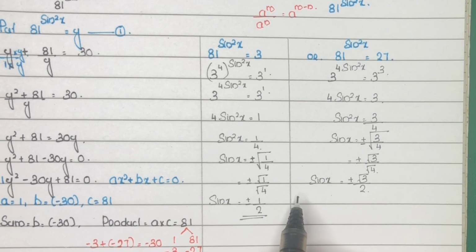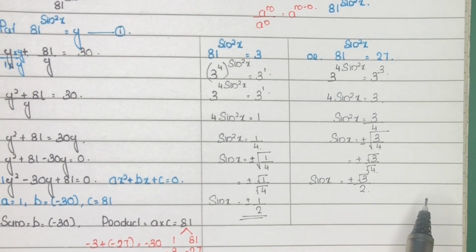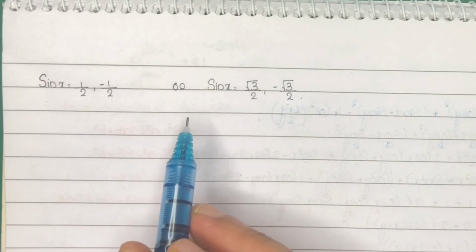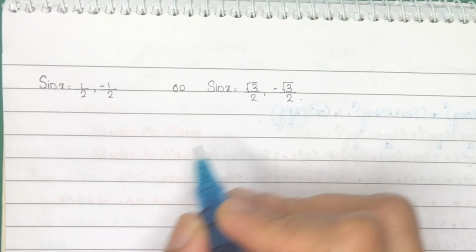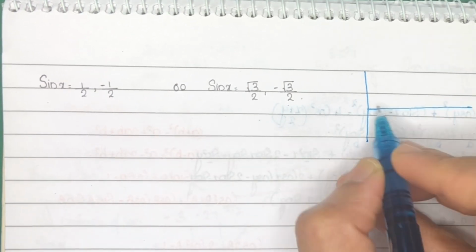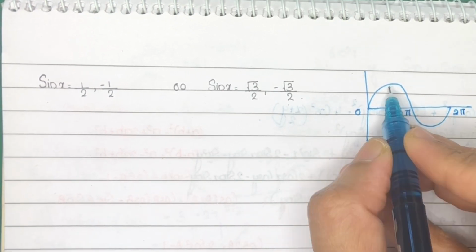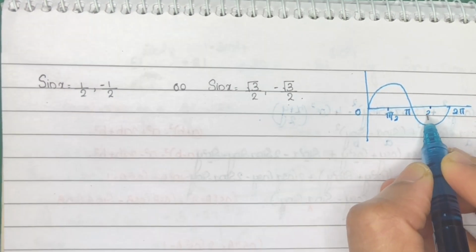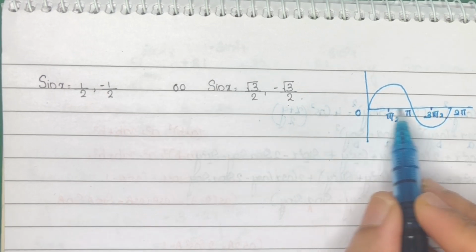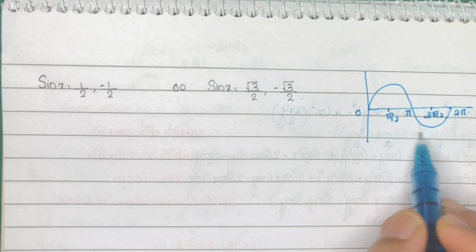So, here we got 4 values for sin x, that is plus 1 by 2, minus 1 by 2 and plus root 3 by 2 and minus root 3 by 2. Here we got positive and negative values for sine. Before the further explanation, consider sine wave. That is from 0 to pi, sine is positive, and from pi to 2 pi, sine is negative.